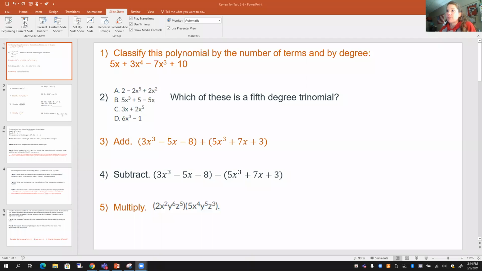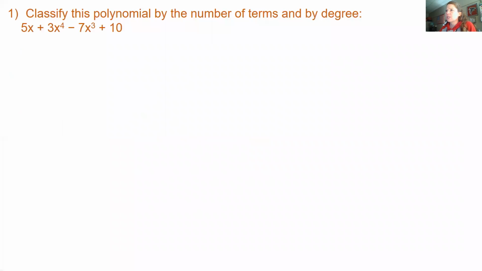All right, so let me share my screen with you so we can look at some of these practice problems. The first problem here asks us to classify this polynomial. We classify by number of terms: 1 is a monomial, 2 is a binomial, 3 is a trinomial. If you have more than 3 terms, we just call it a polynomial. So since we have 4 terms here, we're just going to call it a polynomial.